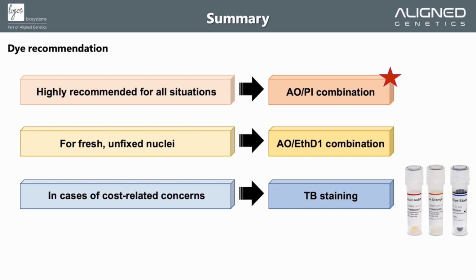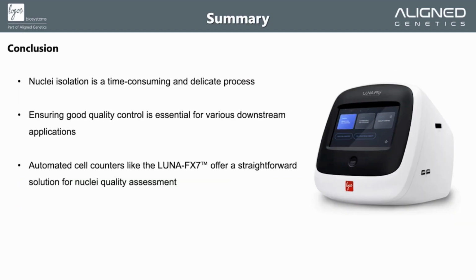And in cases where cost is a concern, trypan blue staining may be considered. However, we cannot recommend using trypan blue due to its tendency to non-specifically bind to aggregates and debris. And this can also result in inaccurate outcomes. So overall, AOPI combinations paired with fluorescent imaging provided the best results when assessing nuclei quality.